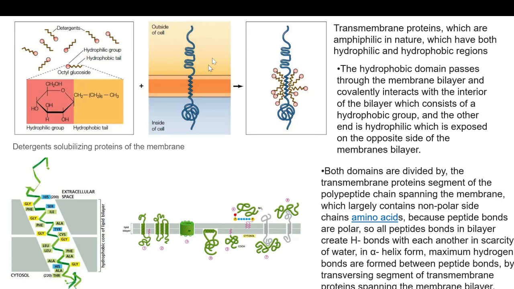The extracellular section and the cytosolic part are mostly hydrophilic in nature. But the transmembrane part, the section which actually goes across the membrane, is more hydrophobic, and non-polar uncharged amino acids are arranged in that section. That's why these molecules are amphiphilic. The hydrophobic domain passes through the membrane bilayer and interacts with the interior of the bilayer, which consists of hydrophobic groups, and the other end is hydrophilic, exposed on the opposite side of the membrane bilayer.